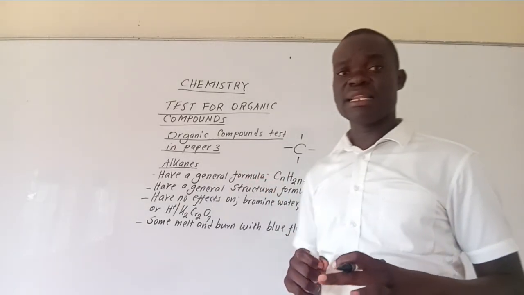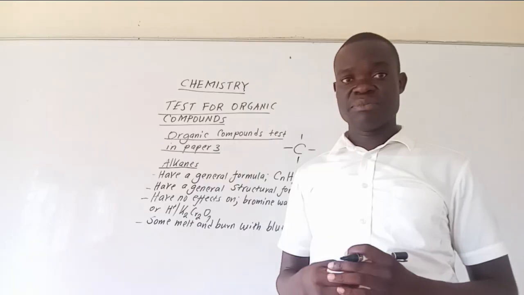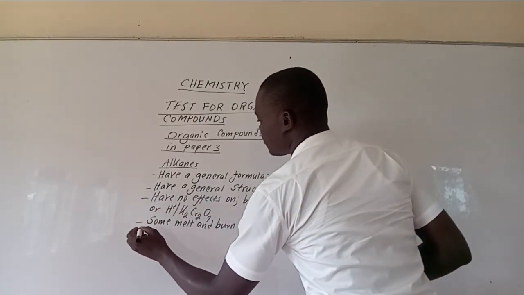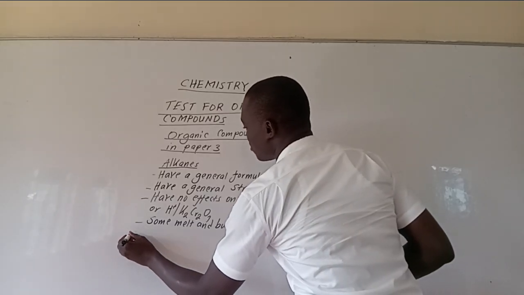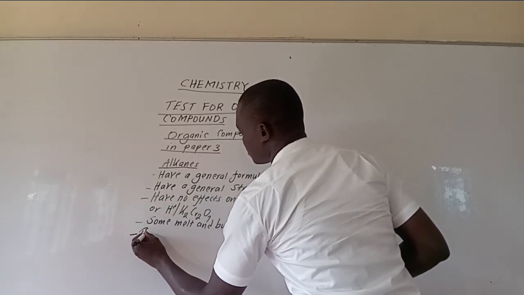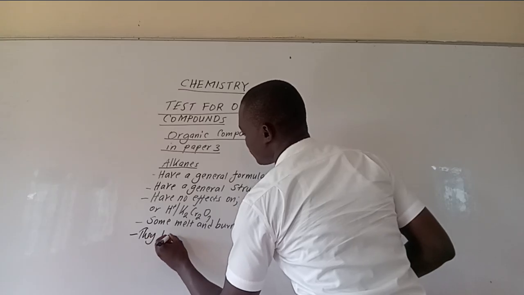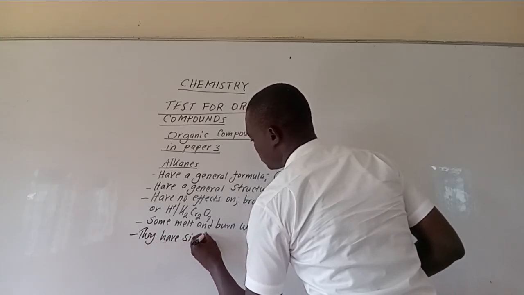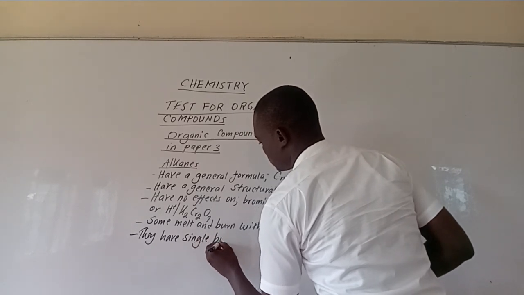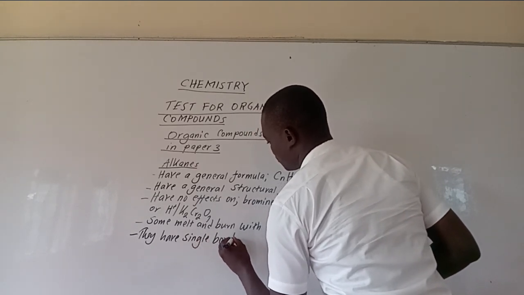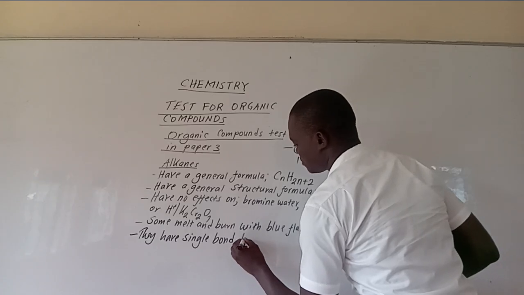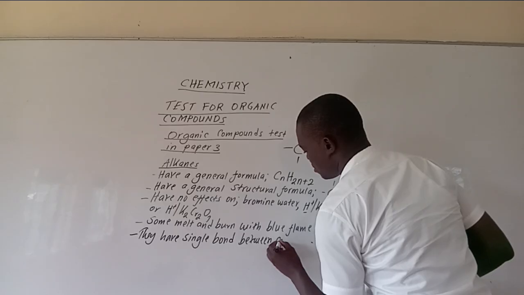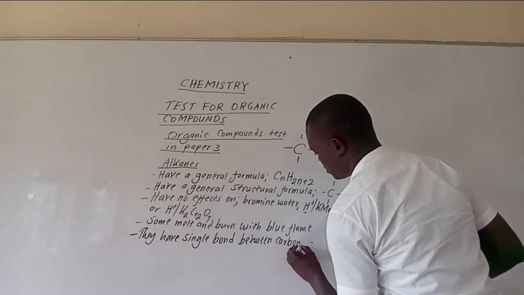So I want to again give you a brief description of alkenes. Before we go to alkenes, alkanes generally have single bonds between carbon atoms.